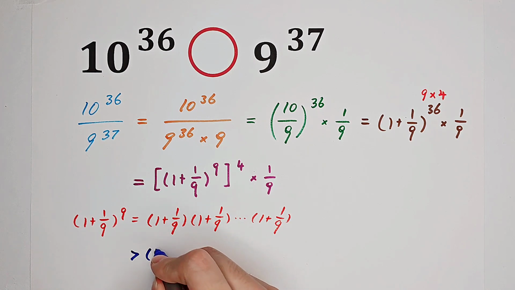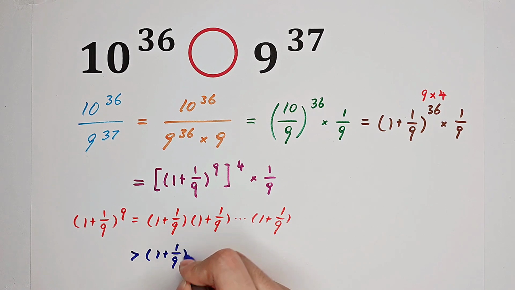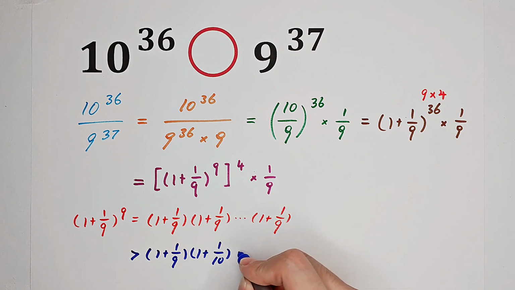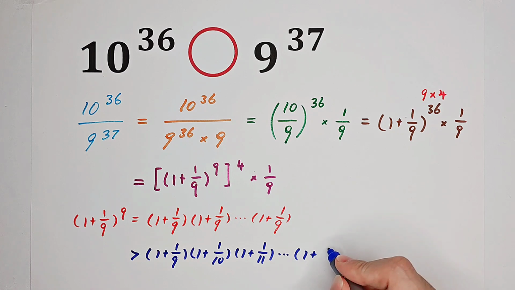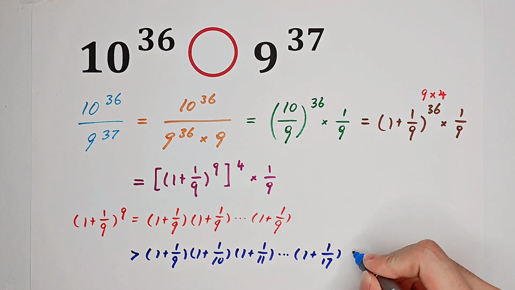So the entire product is greater than 1 plus 1 over 9 times 1 plus 1 over 10 times 1 plus 1 over 11. And the last one is what? The first one is 9, and the ninth one is 9 plus 9 minus 1. 1 plus 1 over 17. Very good. And pay attention to this magic product.